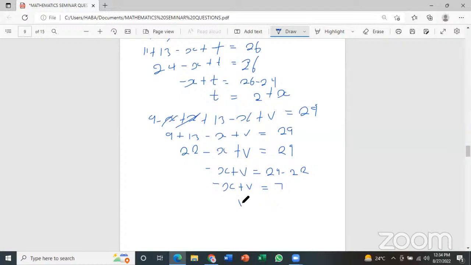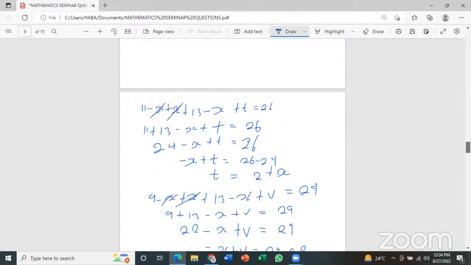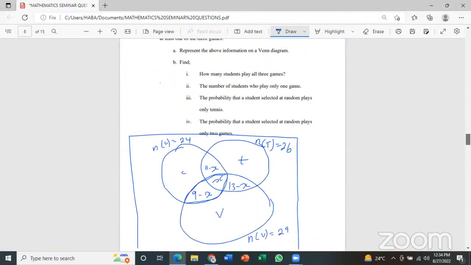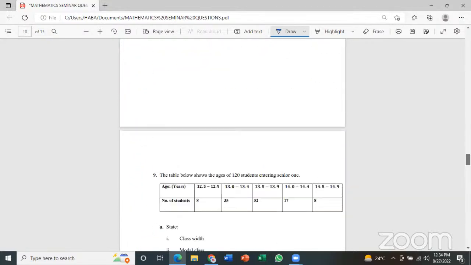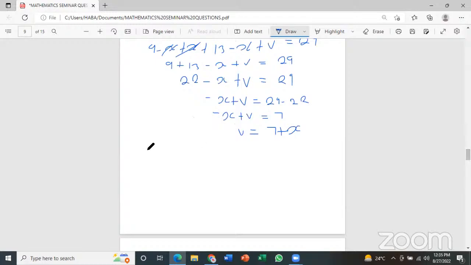Then I carry this x to the other side. That will be v equals 7 plus x. I go on to the other set. For those who play chess, it will be c plus 11 minus x plus 9 minus x.